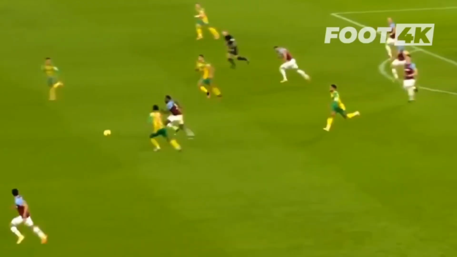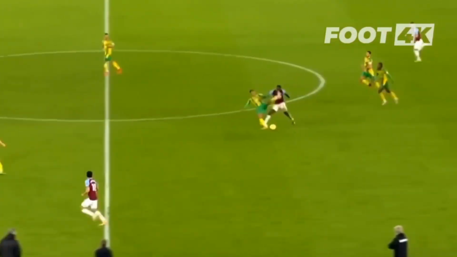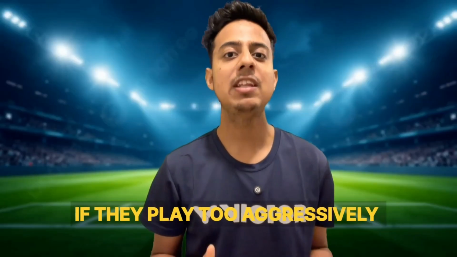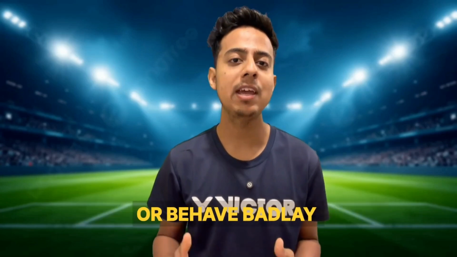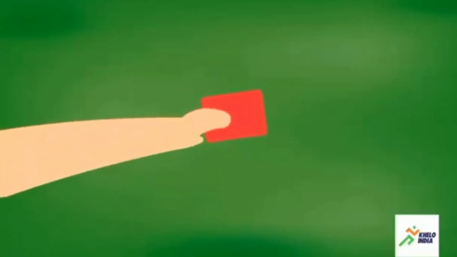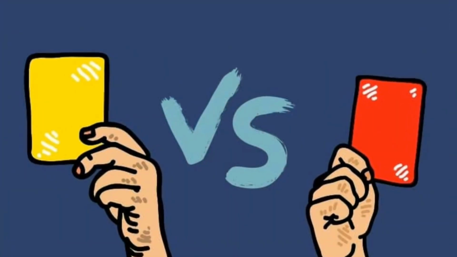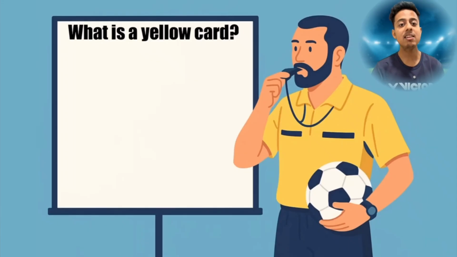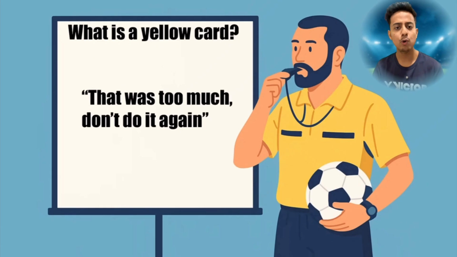What happens if football players play too aggressively? Football players must play with discipline and control. If they play too aggressively or behave badly, the referee can show cards. There are two main important cards. Yellow card. A yellow card means warning. It tells the player, be careful, don't do it again.